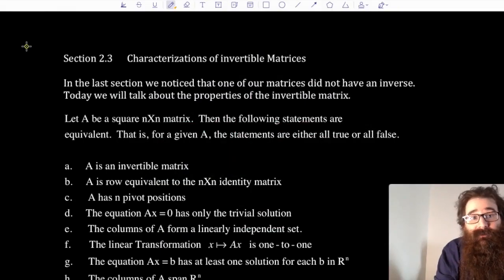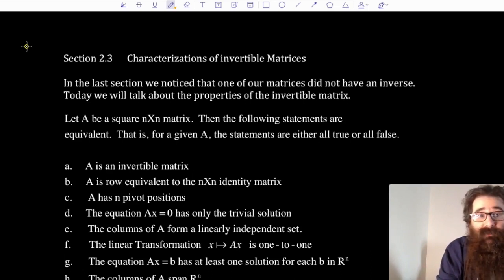Hey, today we're going to be taking a look at characterizations of invertible matrices, and today's a very big day because we're going to talk about the invertible matrix theorem. So in the last section, we noticed that one of our matrices didn't have an inverse, right? We tried to augment with the 3x3 identity matrix, and we tried to row reduce, but it just couldn't be done. So today we're going to talk about properties of the invertible matrix because not all matrices are invertible. We want to have a discussion there, right?